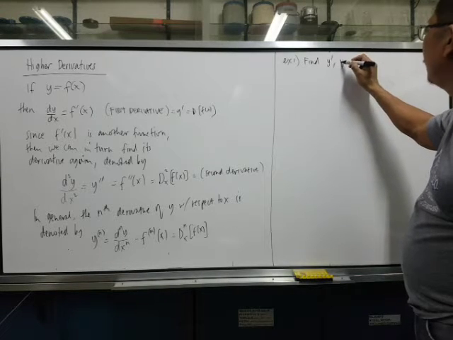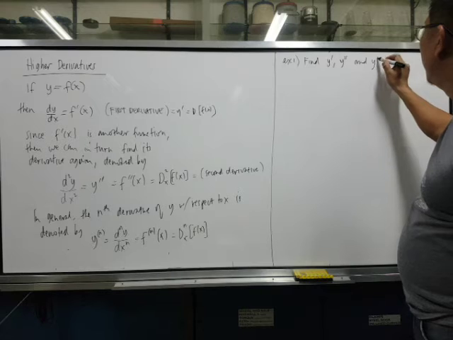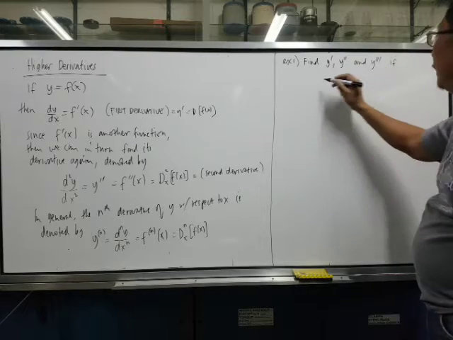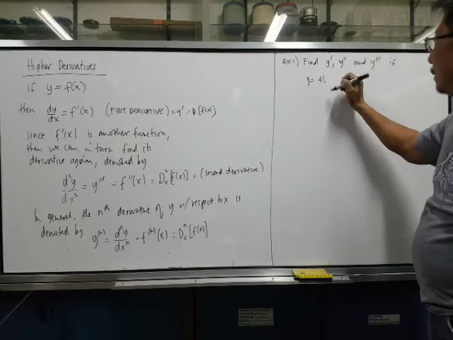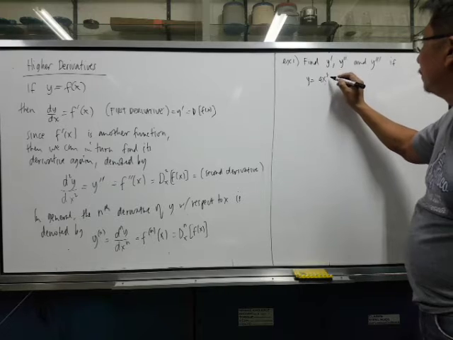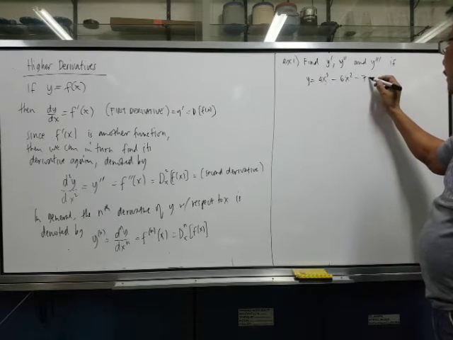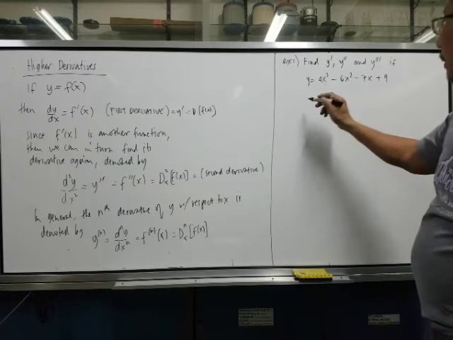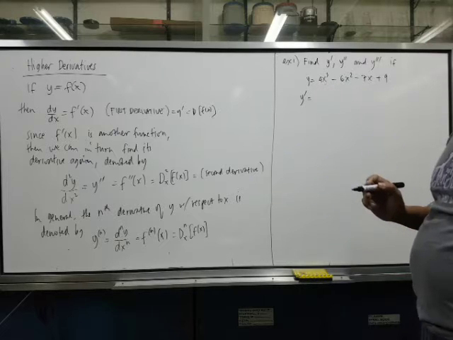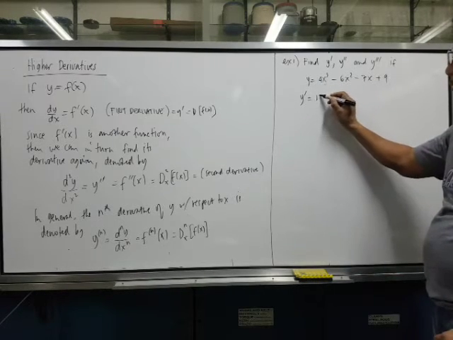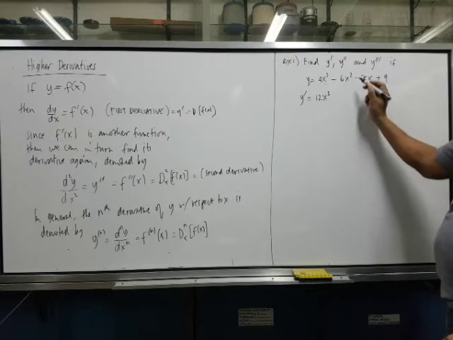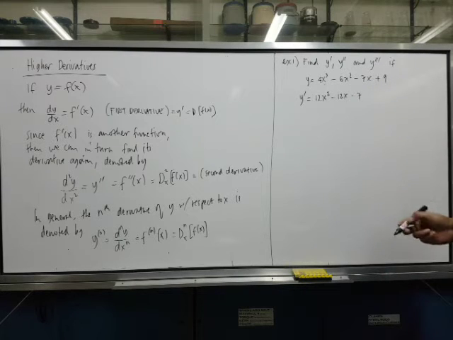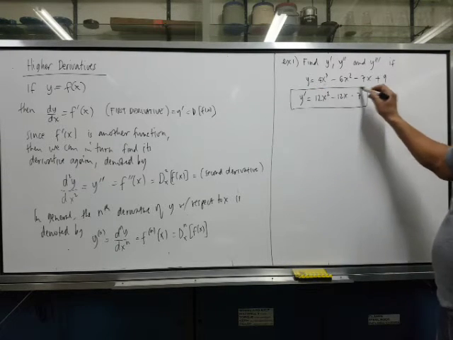Find y prime, y double prime, and y triple prime, if we have y equals 4x cubed minus 6x squared minus 7x plus 9. So we first compute y prime as follows. We write y prime is the derivative of y, which is equal to 12x squared. 3 times 4 is 12, reduce the power by 1, and then minus 7. So that is y prime.